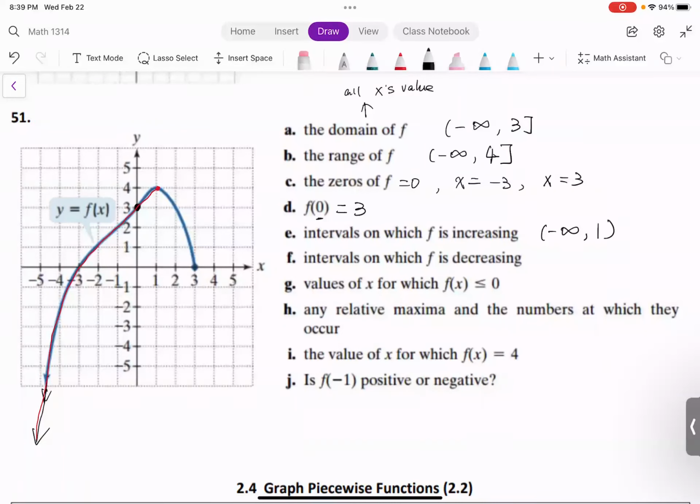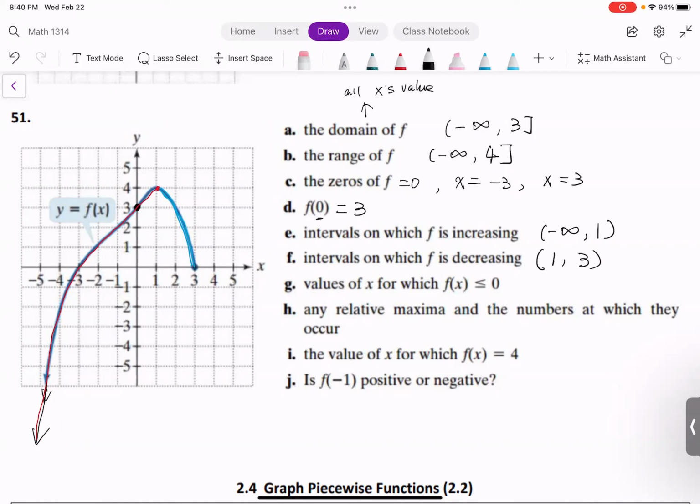Second, intervals on which f is decreasing. We can use a different color. From here to here is decreasing. So the decreasing interval is from x equals 1 to x equals 3. All of them have parentheses, not brackets, for increasing and decreasing intervals. Let's read the next question.